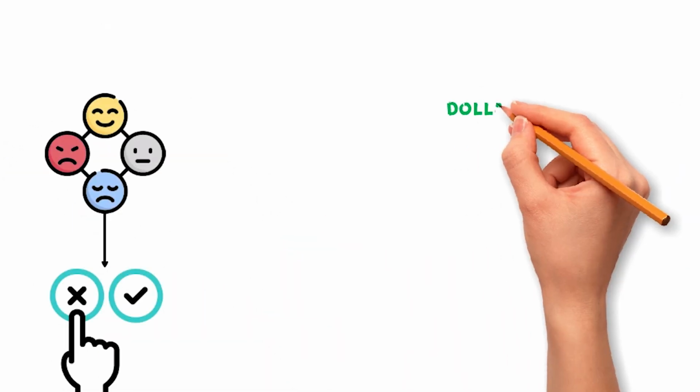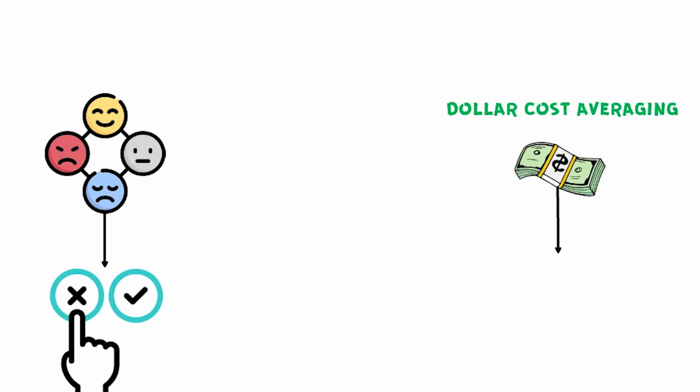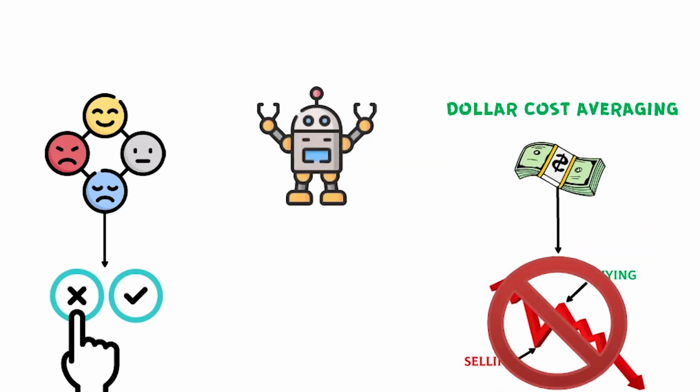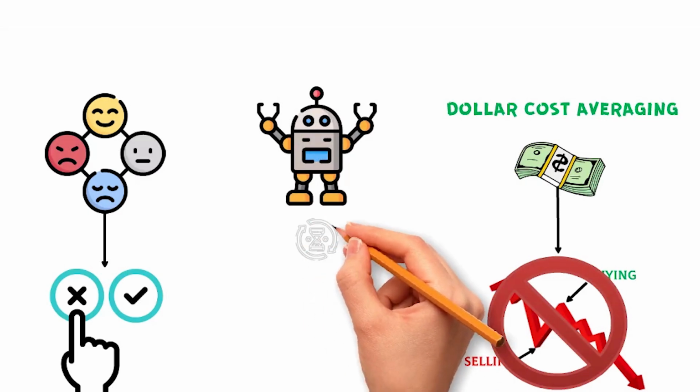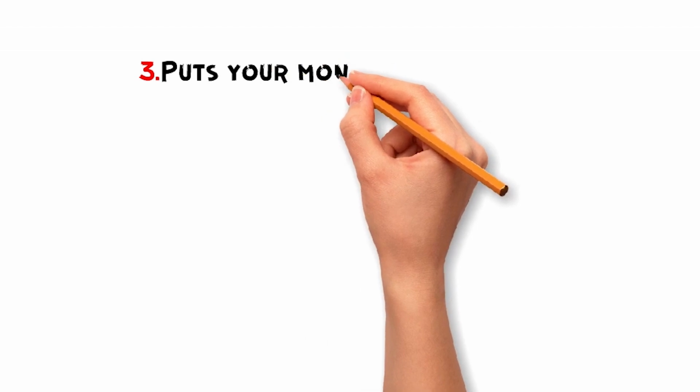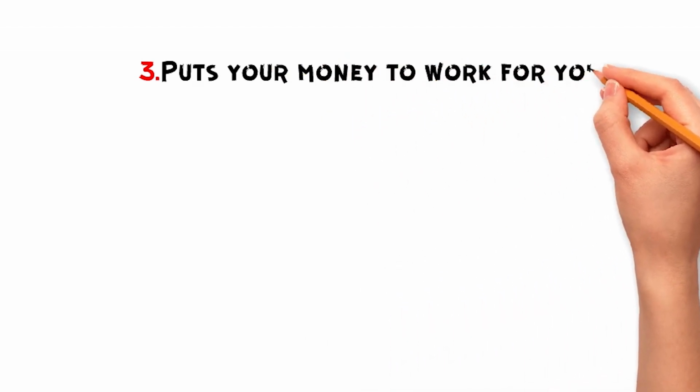By implementing dollar-cost averaging, we can effectively avoid buying high and selling low. Just like a robot, constantly buying in for a long period of time will get you the best results. Number 3. Dollar-cost averaging puts your money to work for you.